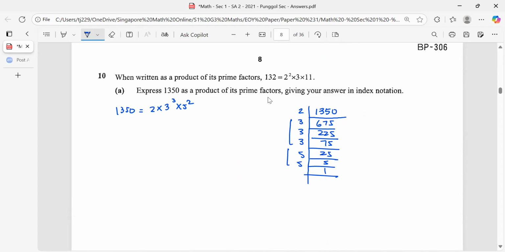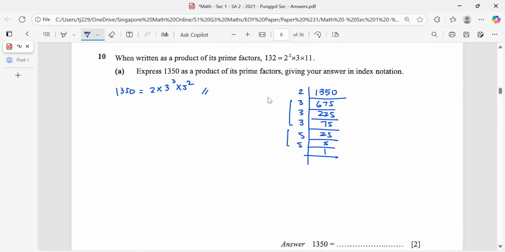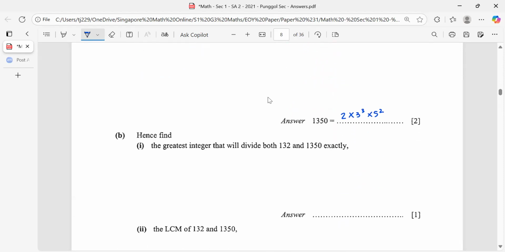Let's just quickly do a simple check by putting the index notation values into the calculator to make sure that it's 1,350. Okay, now we are on the right track. So we have 2 times 3 cubed times 5 squared. Part B. Hence, find the greatest integer that will divide both 132 and 1350 exactly.